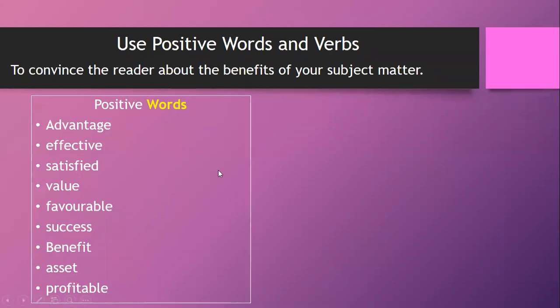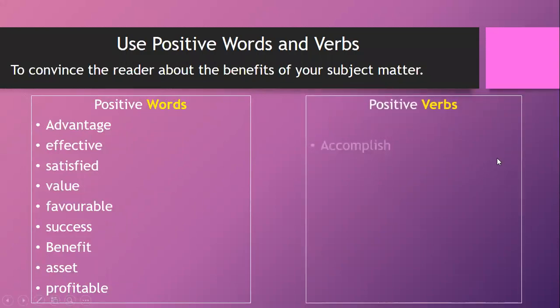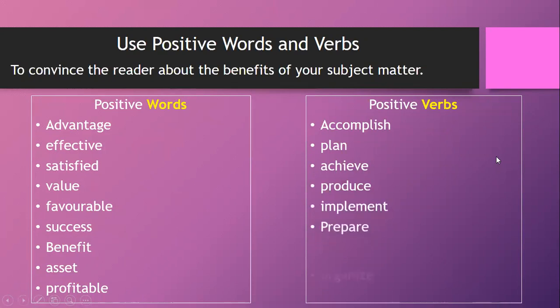So these are just examples of positive words that we can use in our text. And then, of course, positive verbs are equally important. Verbs like accomplish, plan, achieve, produce, implement, prepare, organize, assess, and promote. There are hundreds and hundreds, if not thousands, of words that we can use. But these are just some examples that we could think of for using positive words and positive verbs. So the benefit, to give the reader the benefit of the subject matter.